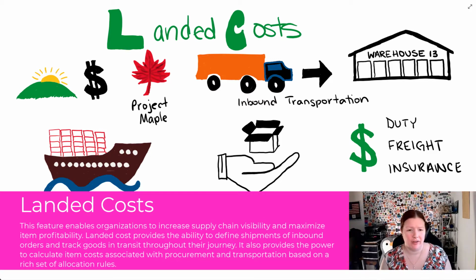Landed cost provides the ability to define shipments of inbound orders and track goods in transit throughout their entire journey. It also provides the power to calculate item costs associated with procurement and transportation based on a rich set of allocation rules. Now, this feature was in public preview starting in February and became generally available in April.